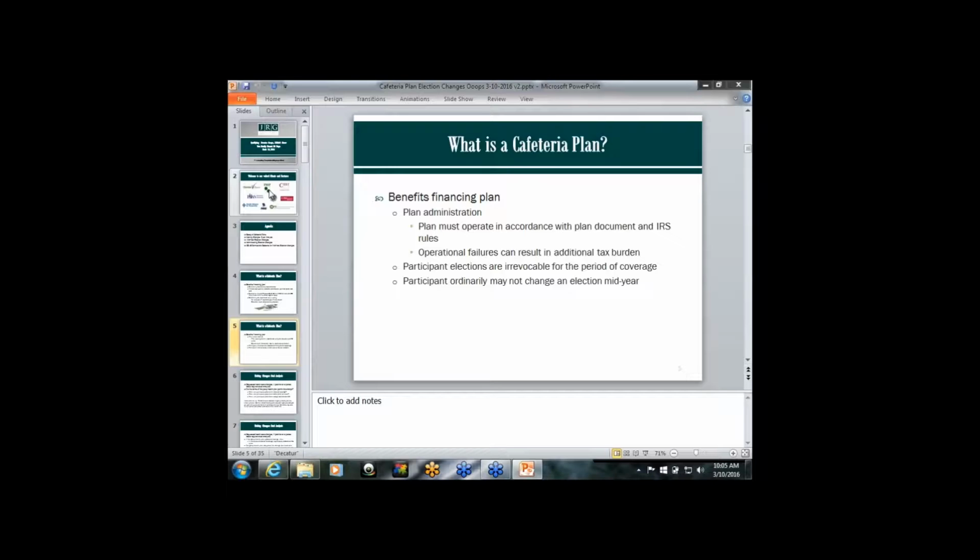The key thing to remember with your plan administration is that you have to operate in accordance with the plan document and the IRS rules. When we're talking about all of these changes today, I'll mention so many times, remember, you need to have it in your plan document. If it's not in your plan document, you can't do it. So the key thing is, changes or elections are generally irrevocable for the period of coverage, and generally, mid-year election changes aren't permitted.